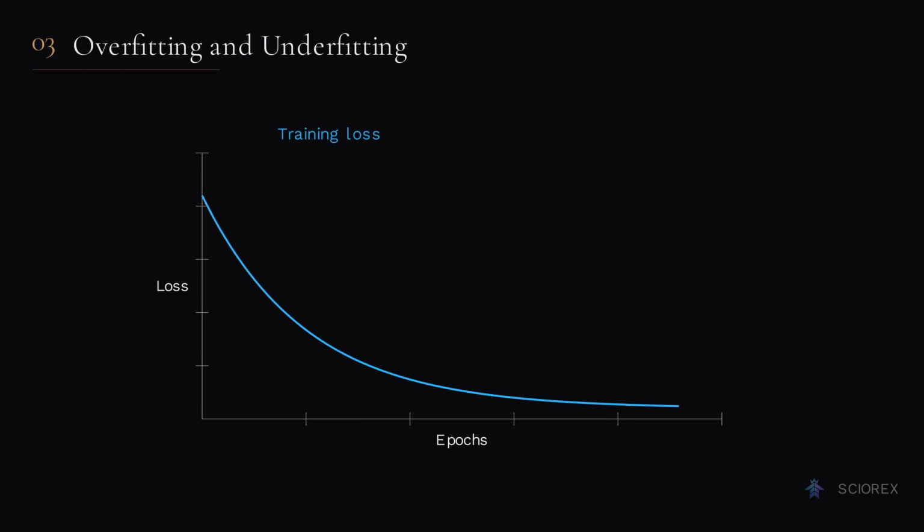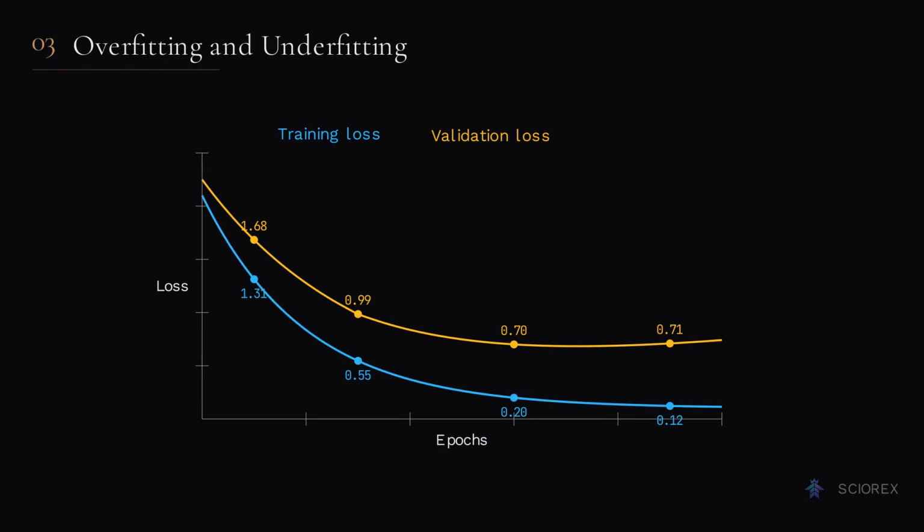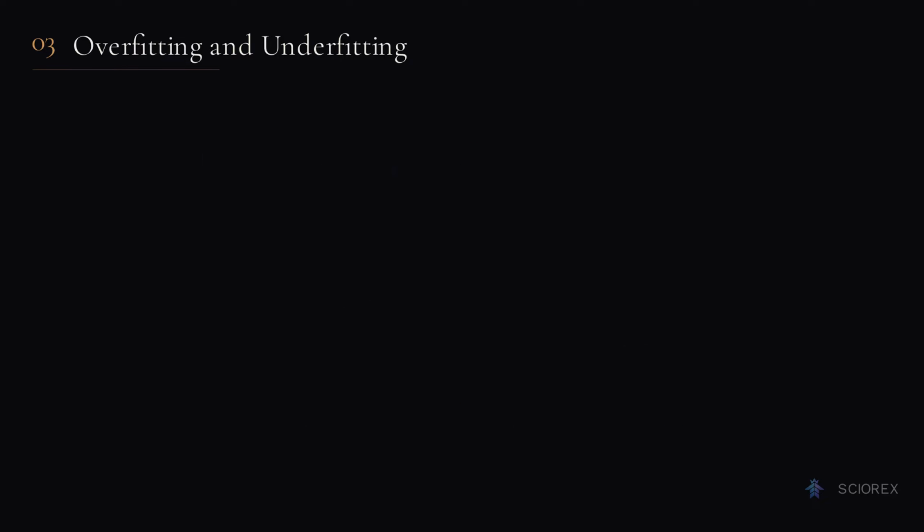Here is the classic signal. Training loss keeps going down epoch after epoch, but validation loss drops for a while and then starts rising. That gap between training performance and validation performance is the overfitting gap. The opposite problem is underfitting. That is when the model is too simple, too small, or too poorly trained to capture even the real patterns. Both training and validation performance are bad.